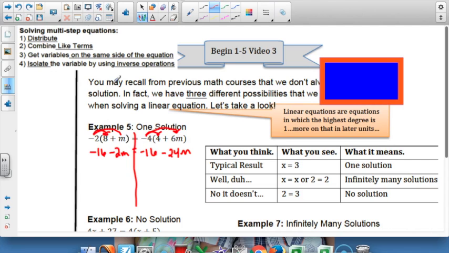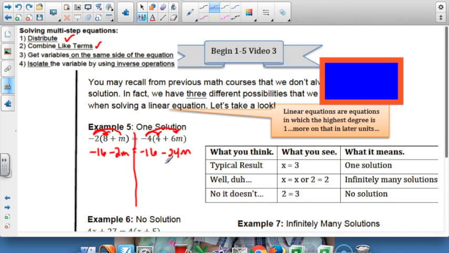I'm ready to go to step 2, which is combine like terms. Remember, when we're talking about combining like terms here, I'm talking about on a specific side of the equation. So when I look at the left-hand side, I've got a constant and I've got an m. Those are not like terms. Same thing on the right side. I've got a constant, I have an m. So I don't have any like terms that can be dealt with.